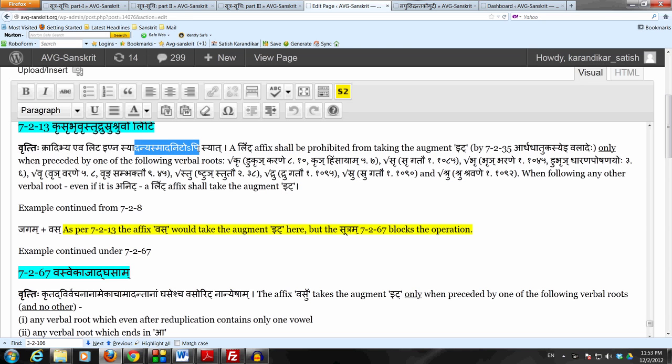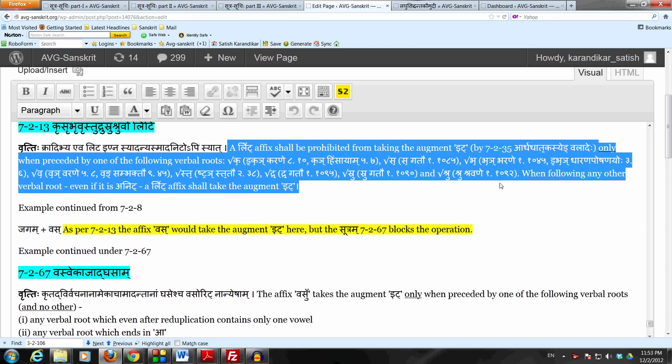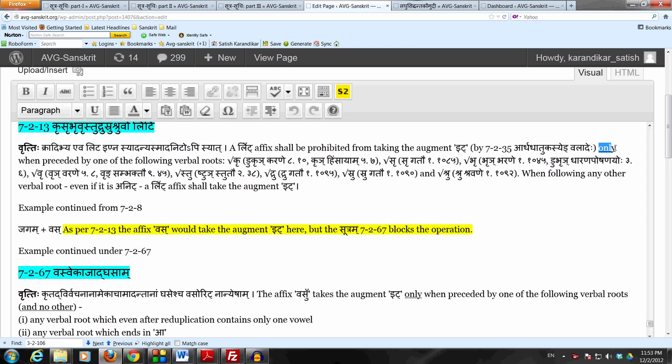It's a restrictive rule. It restricts the niṣedha, the prohibition of iṭ. In the case of a liṭ pratyaya, the liṭ pratyaya is prohibited from taking the iḍāgama only when following — that's the key, it is only — one of these verbal roots, which are kṛ, sṛ, bhṛ, vṛ, stu, dru, sru or śru. So they are listed here.